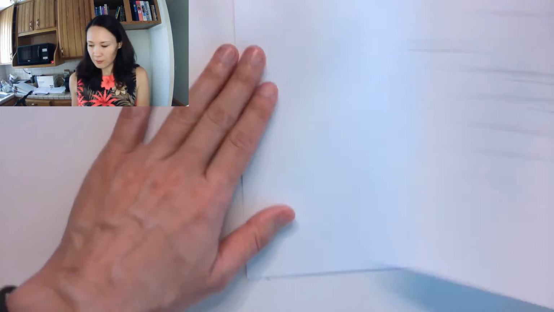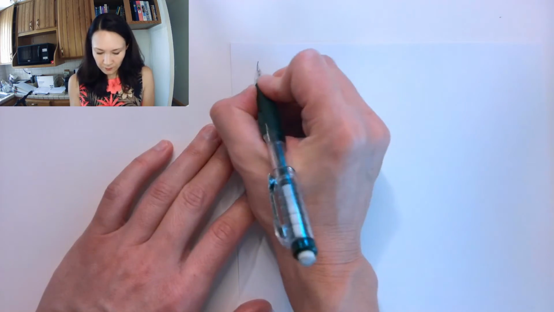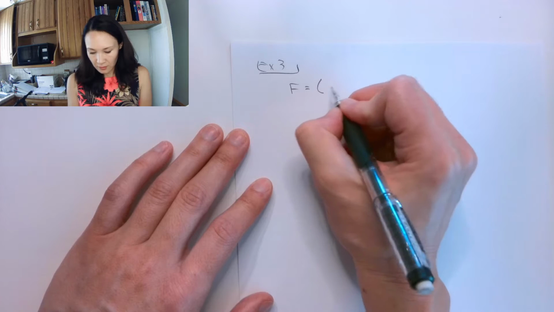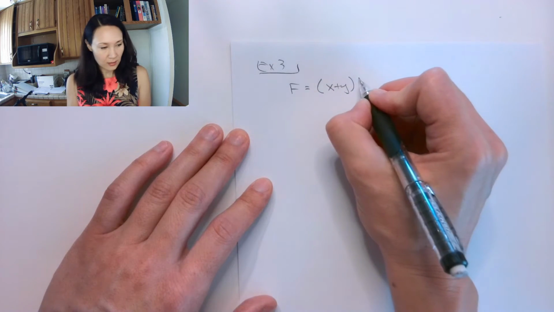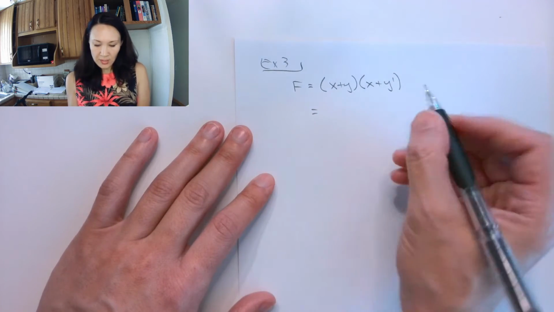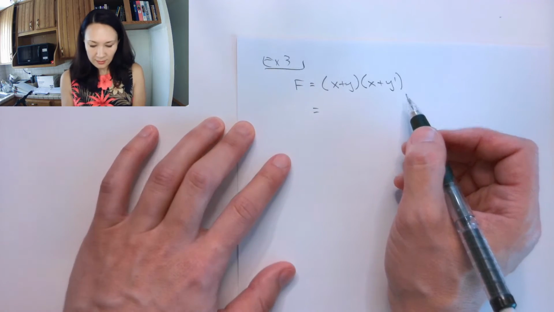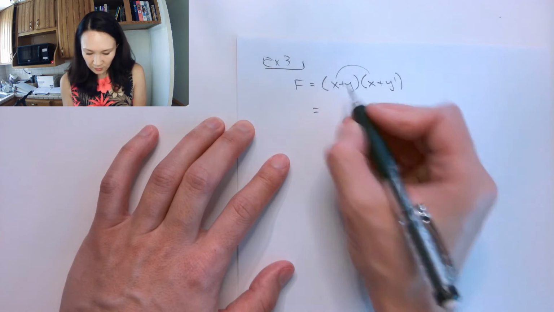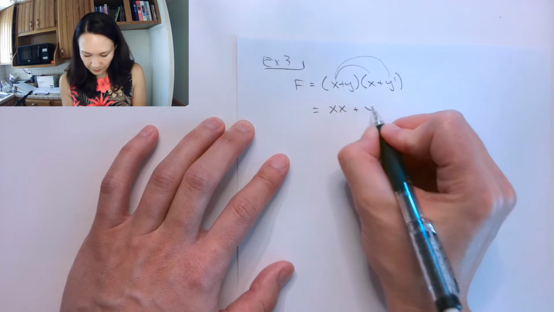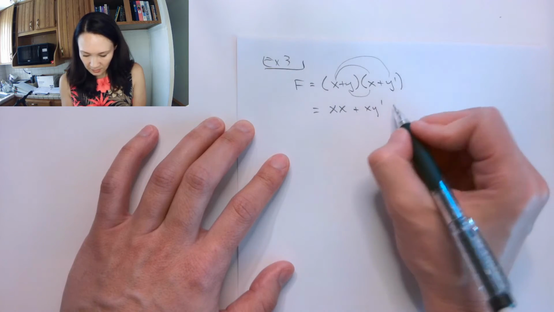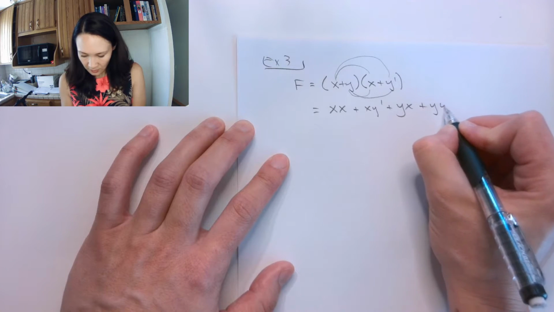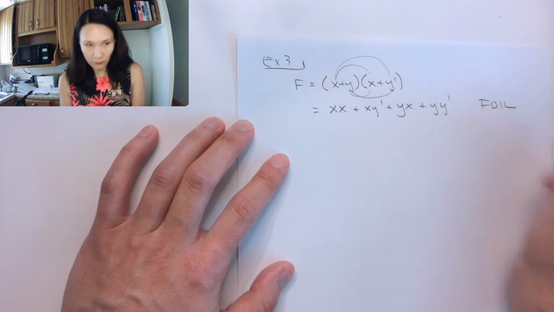The next example, suppose we have a function f is (x or y) ANDed with (x or y'). So what I'm going to do here is I'm going to actually FOIL this. So the first terms are x and x, the outside, x times y', the inside, y or x, and then the last, y y'. And here I just FOILed.